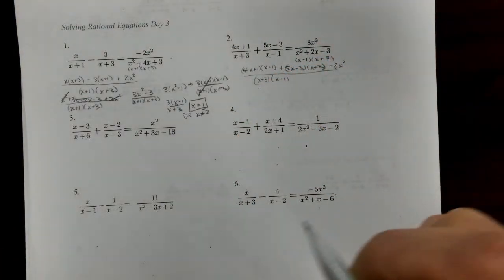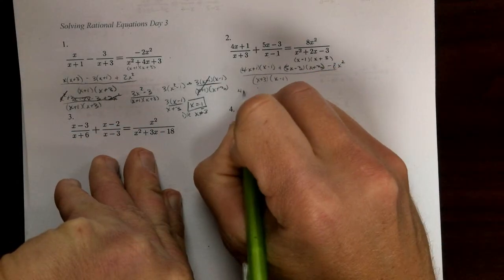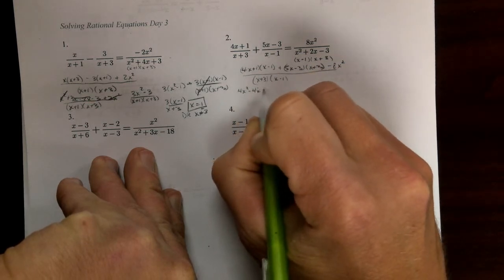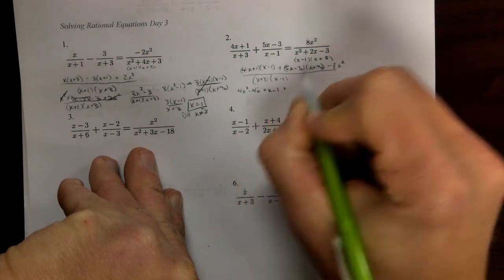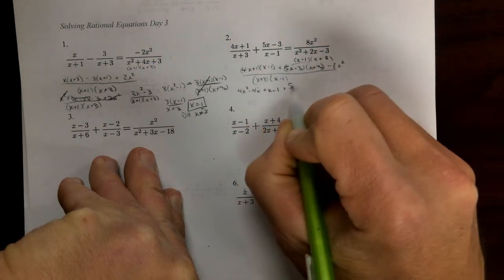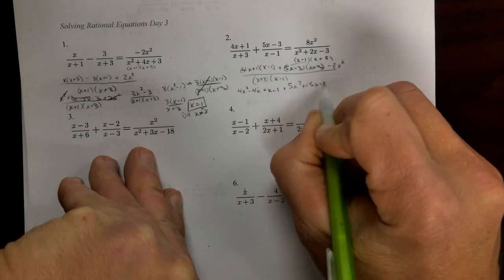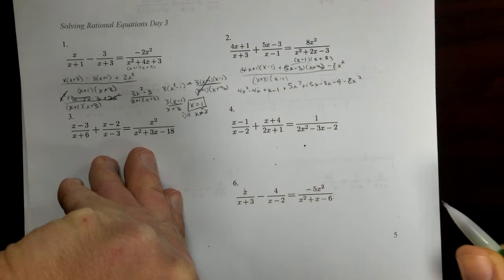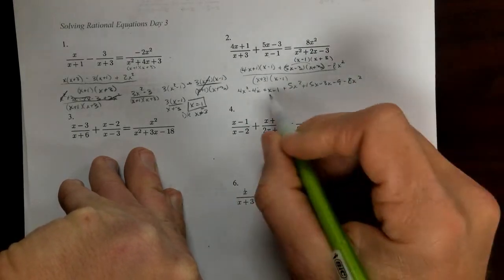Alright, so here we go. Let's FOIL this out, or box it out. This becomes 4x squared. This becomes minus 4x, positive x, negative 1. Plus, this becomes 5x squared. This becomes plus 15x, minus 3x, minus 9, minus 8x squared. Alright, so I'm just going to leave it like that. We know that's over the denominator. Okay, but let's go ahead and reduce this.